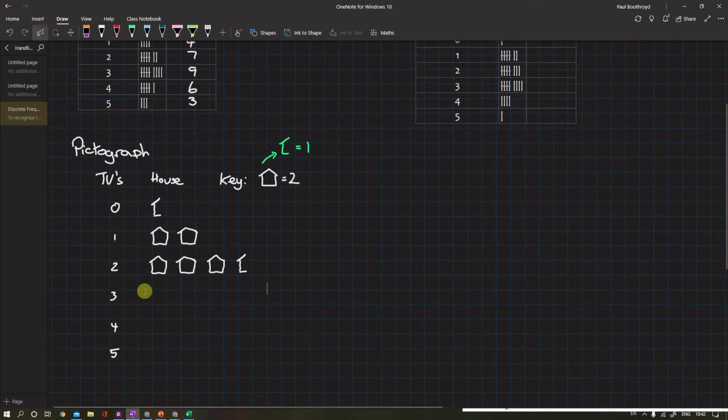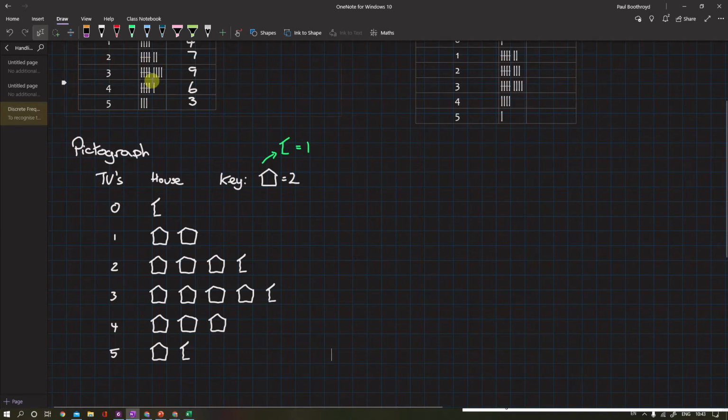For 3, I need 9 houses represented, so that's 4 houses would give me 8, and half a house extra gives me the 9. And I need 3 houses to represent 6 households. So I draw 3 houses to give me the 6, and the last one I draw 1 house and half a house to give me the 3.